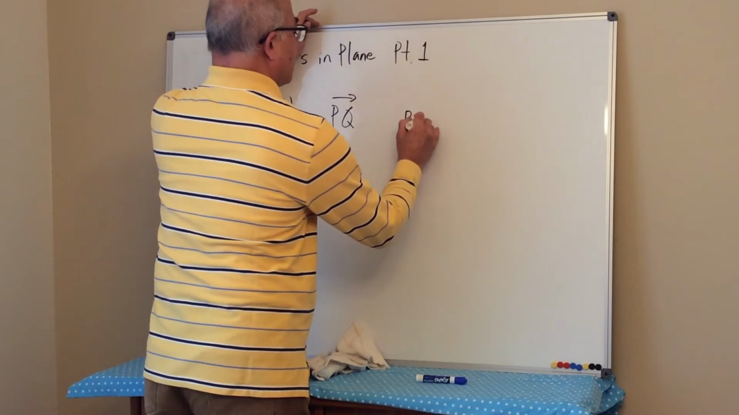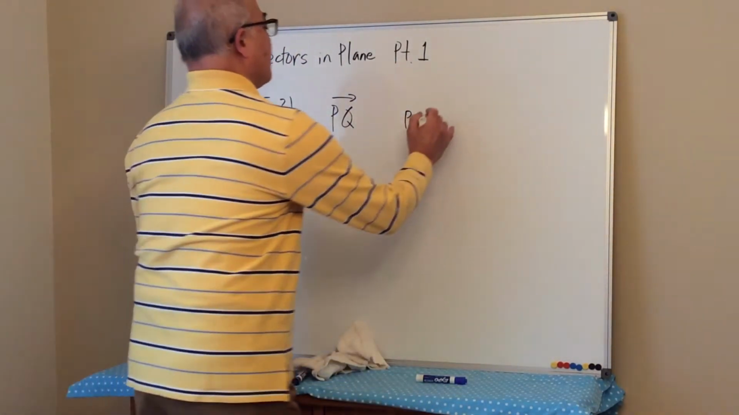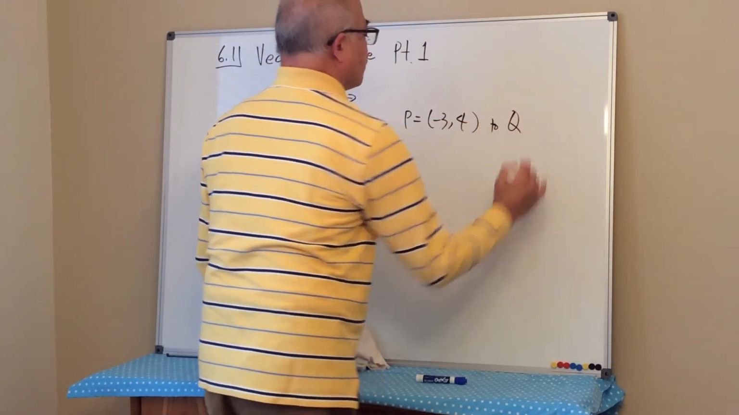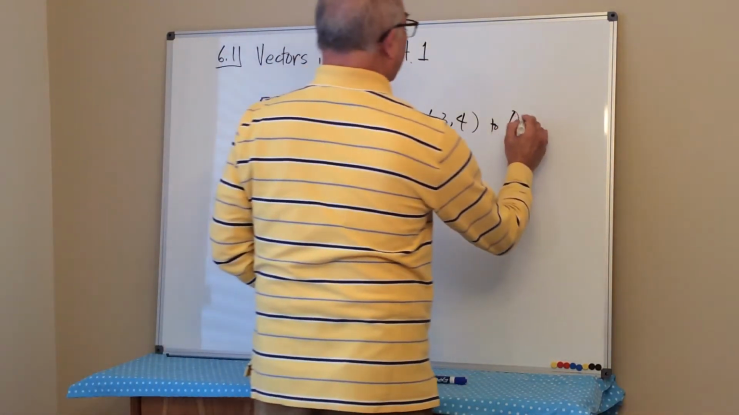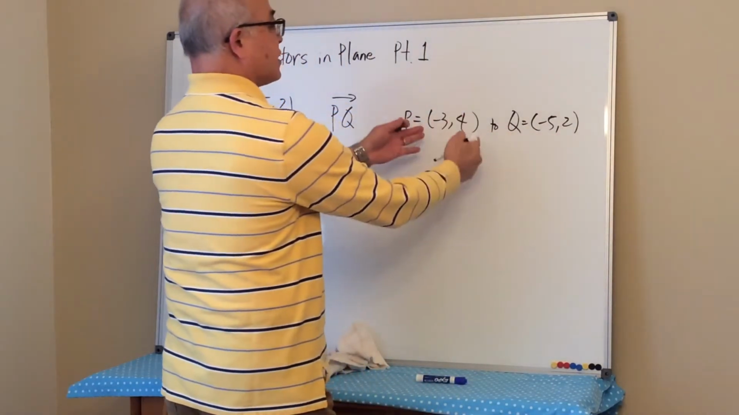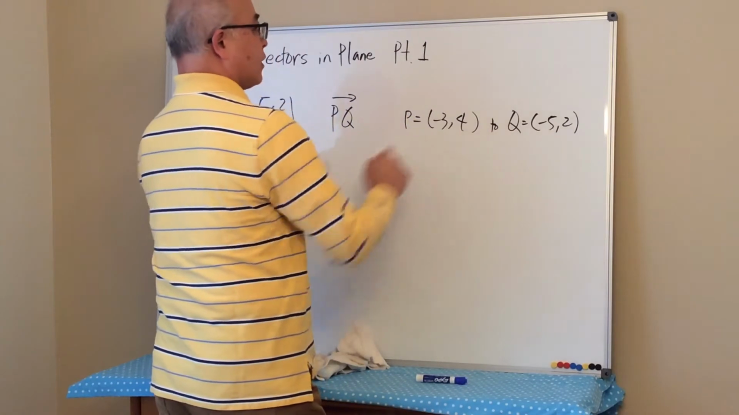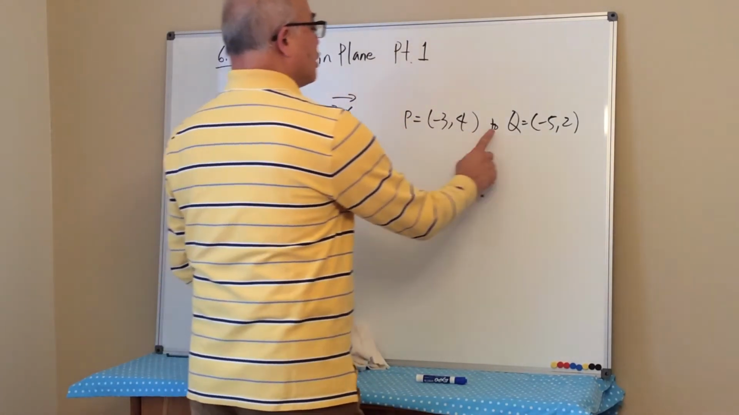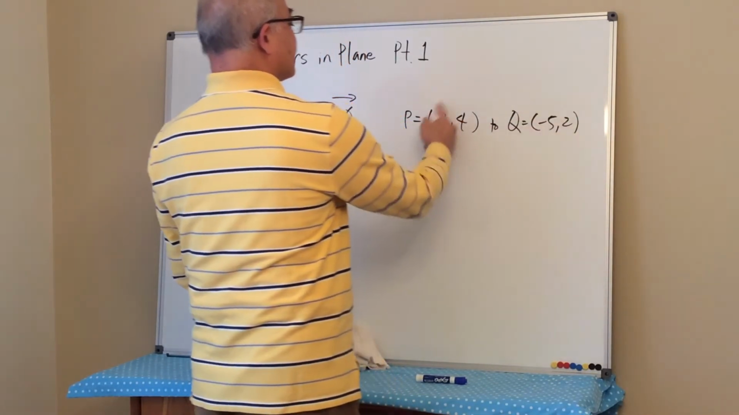P is equal to (-3, 4) and Q is (-5, 2). Notice that we use the regular brackets here because this is just a coordinate, a point, so we just use the regular notation that we're used to. Okay, from P to Q. So this is the tail, this is the head.